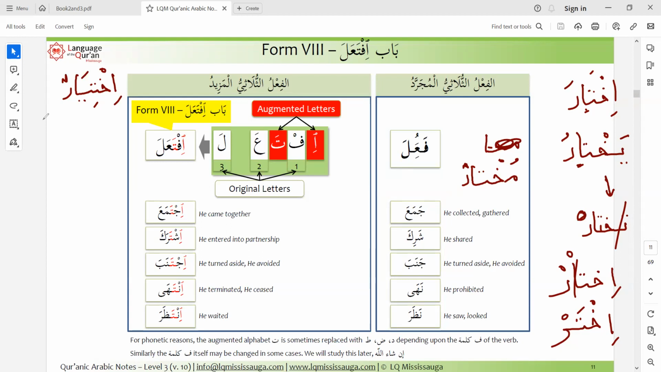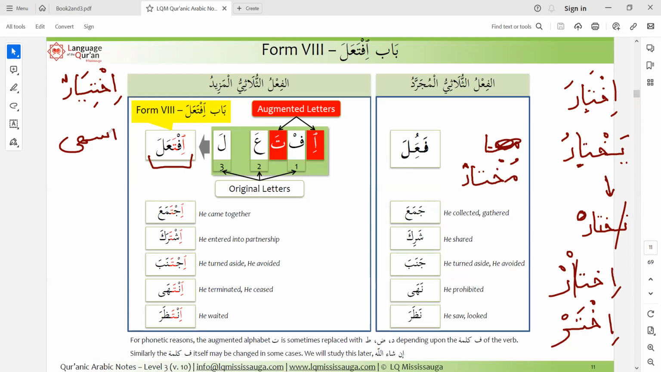Okay. Clear? Yes. Now, if this is clear, then we'll quickly do intaha. Ustad, what is the meaning of ifta'ala? Ifta'ala is the root form. There's no particular meaning as such. Fa'ala means he did. Ifta'ala, he was made to do something.